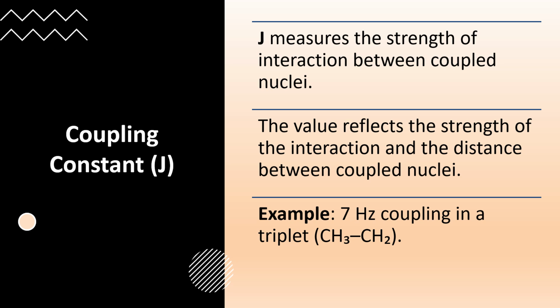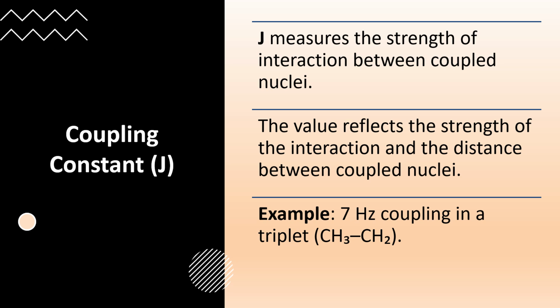Cis protons, which are located on the same side of the double bond, typically exhibit smaller coupling constants, ranging from 6 to 12 Hertz. This is due to the closer proximity and reduced torsional interaction. Conversely, trans protons, positioned on opposite sides of the double bond, display larger coupling constants, often ranging between 12 to 18 Hertz, as their spatial arrangement favors stronger spin-spin interactions.